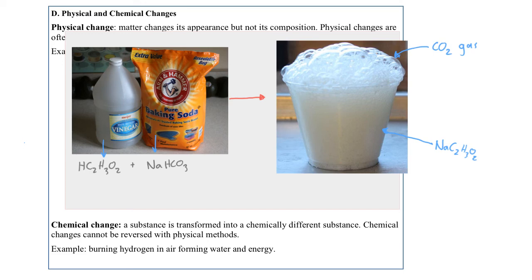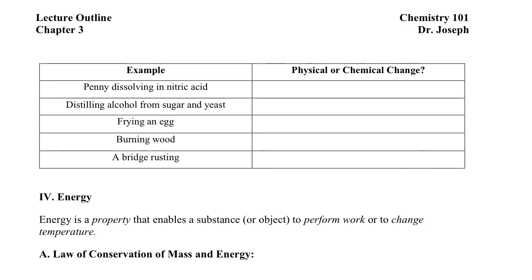Let's go to the next page and look at some examples of different processes and see if we can assign whether or not they're chemical or physical changes. So let's take a look at this table. On the left, I have examples of different processes, and on the right, I want you to fill in whether or not you think this is a chemical or a physical change. So go ahead, pause the video, and read through each of these. When you unpause the video, we'll discuss.